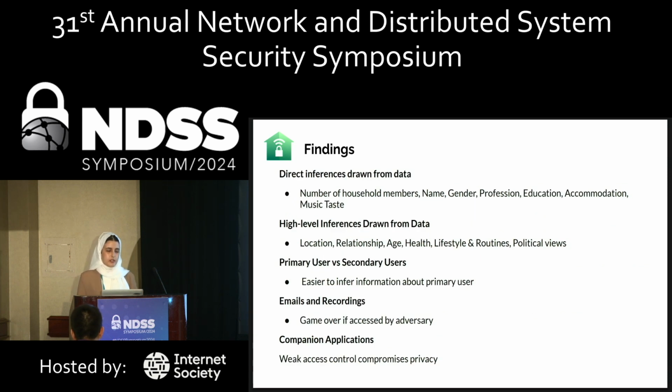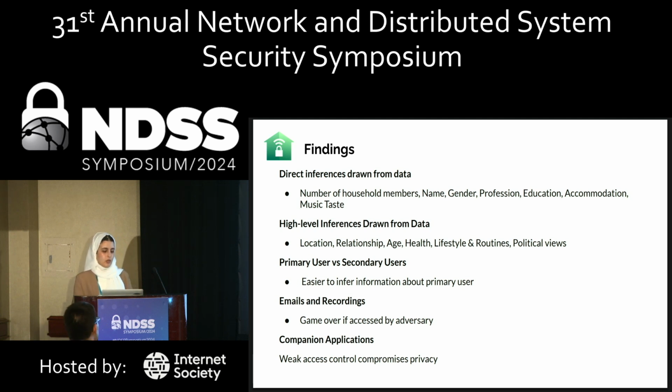As for our findings, we split the findings into two. Direct inferences are things you can learn directly just by looking at your data, and high-level inferences are things that are implied off of your data. For direct inferences, these are things such as the number of household members and names of the users. A lot of these devices keep a record of the devices that are connected to them, so things such as Ether's iPhone. And for high-level inferences, these are things where if you correlate the data all together, you can gain a better understanding of the user.